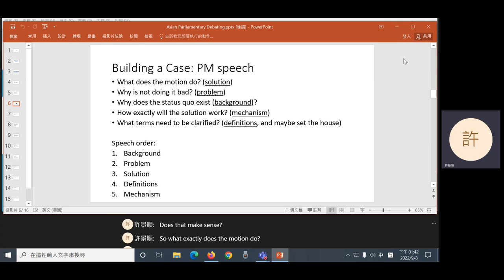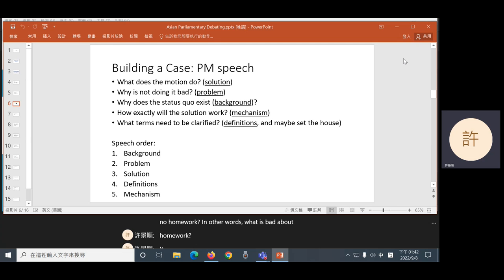So what exactly does the motion do? This must be your solution. And from that solution, you will try to think of, what is the problem? Why do we need to do this? What is the urgency? Why is it bad if we don't do this? That's the problem. So abolish homework. Why do we want to have no homework? In other words, what is bad about homework?